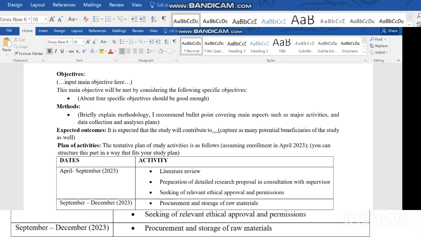That 4 pages I mentioned was just based off of the caveat they gave that you can add additional documents and you can write back to front, and all of that stuff. Then from your methods, you talk about expected outcomes. It is expected that the study will contribute to, and this is just a sample of how you can start your paragraph. And then in brackets I say capture as many potential beneficiaries of the study as well, including whether it's the Japanese society or the Japanese government or the diplomatic relations between your country and Japan, in terms of the technological exchange that could take place should you carry out this study.